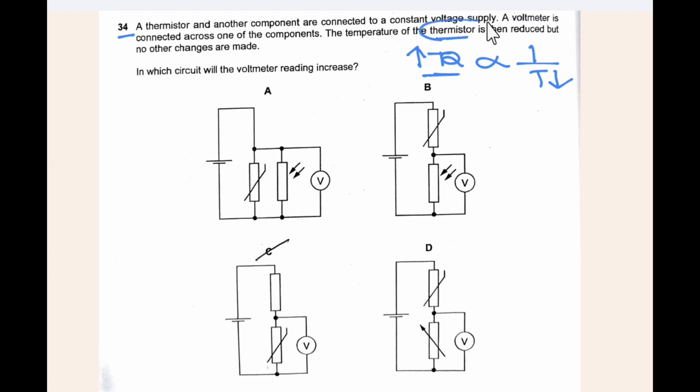Since the resistance of the thermistor increases, if we connect the voltmeter across the thermistor, then the voltmeter reading also increases, since resistance is directly proportional to voltage.